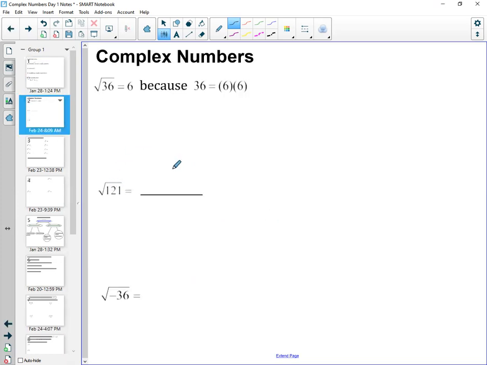So we know this. Square root of 36 is 6 because 36 is 6 times 6. Square root of 121 is 11. I know in my class in block 8, I talked about how the square root of 121 is not plus or minus 11. It's just 11, because that radical symbol means the principal square root, which means a positive one.